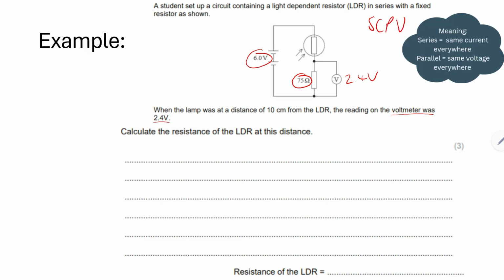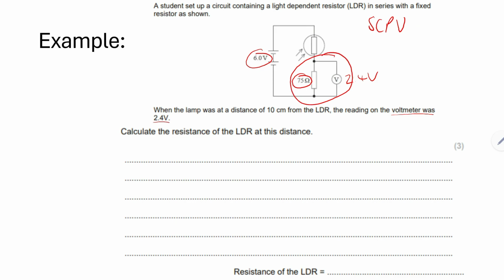So you know that as this area is parallel, PV means that the voltages in this parallel section will always be the same. So we can see that the voltage across the resistor will be 2.4 volts as well. And in series, the current will be the same. So the current of the LDR and the resistor are going to be the same.